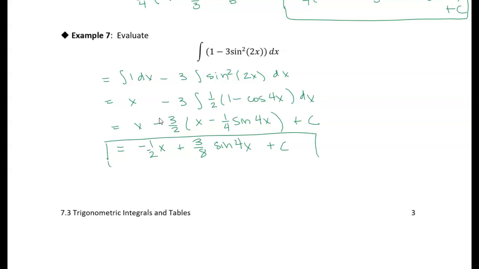And I got one more thing to talk about before we move on. I'm going to talk about the integral tables.